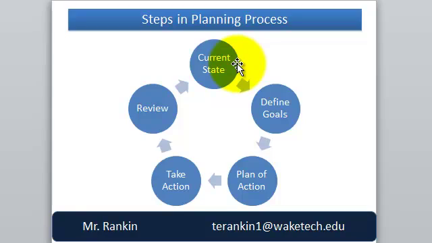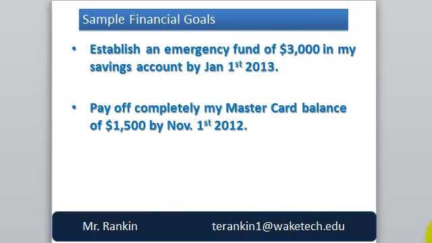Well, the first step is to evaluate your current state. If you were losing weight, you would step on the scales. The next step would be to define some goals. What do you want in your life? Where do you want to be? The third step would be to put some sort of plan and action in place. The fourth step would be to implement the plan or take the action. And the fifth step would be to periodically review your plan and see if you have to make any adjustments to your goals or your plan of actions.